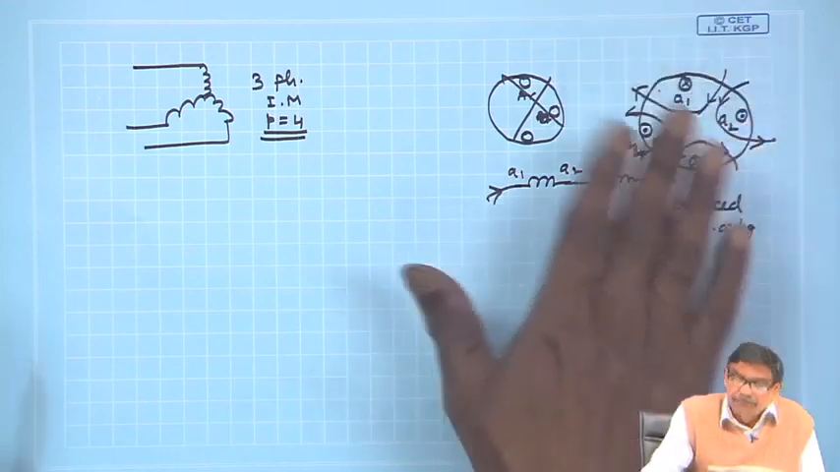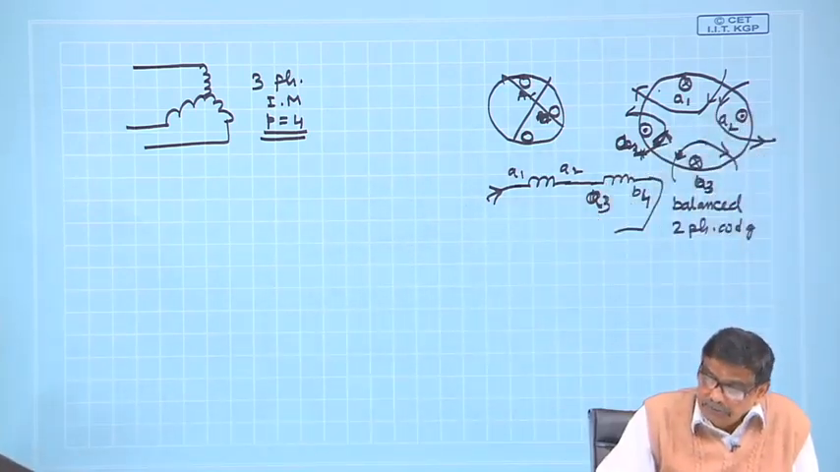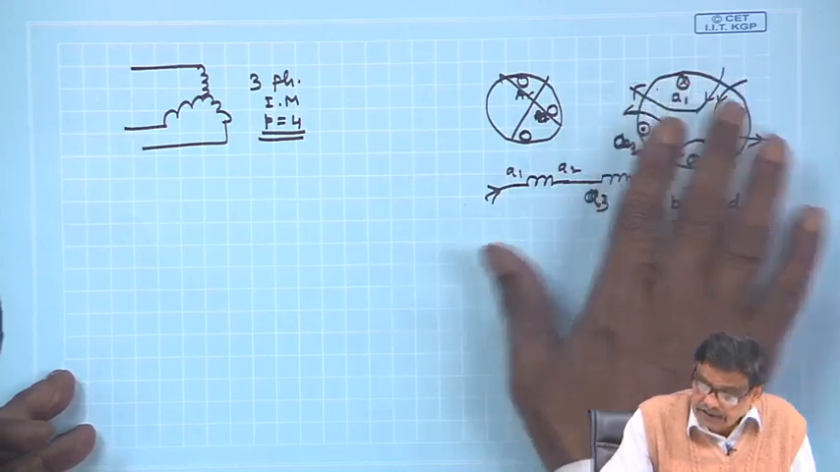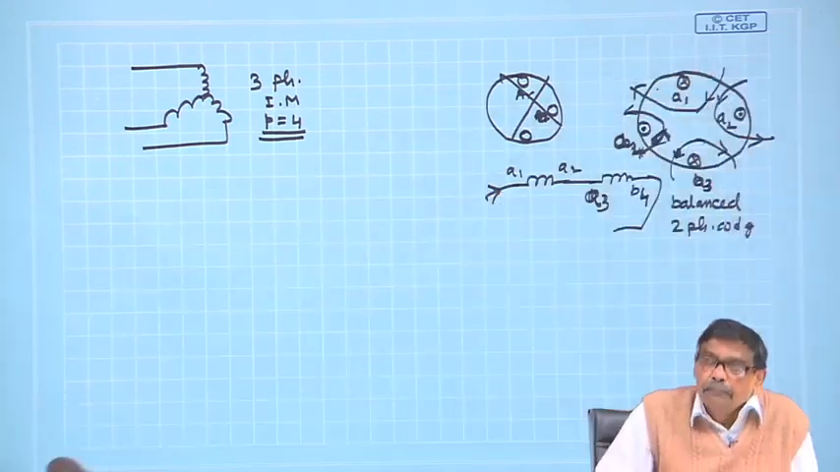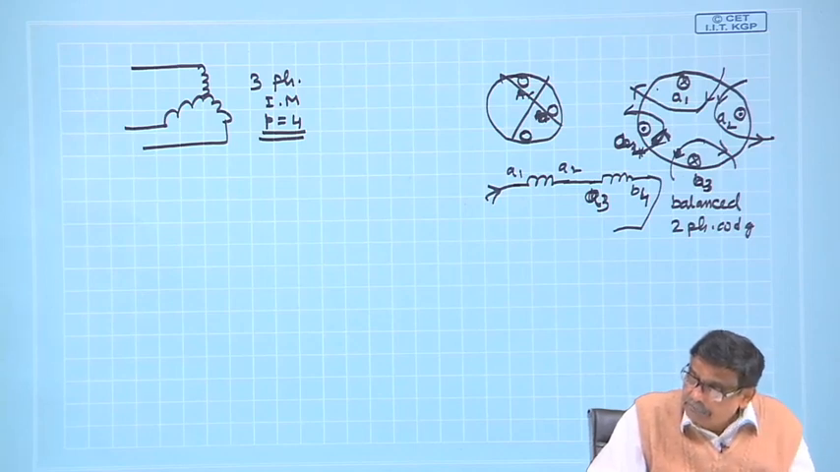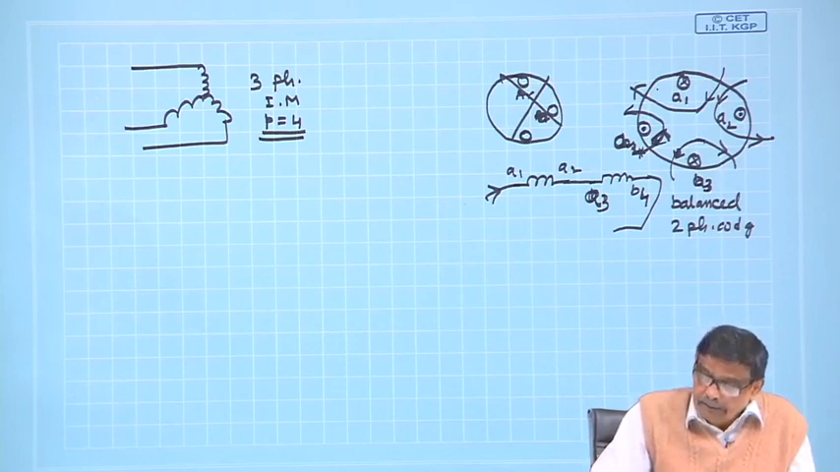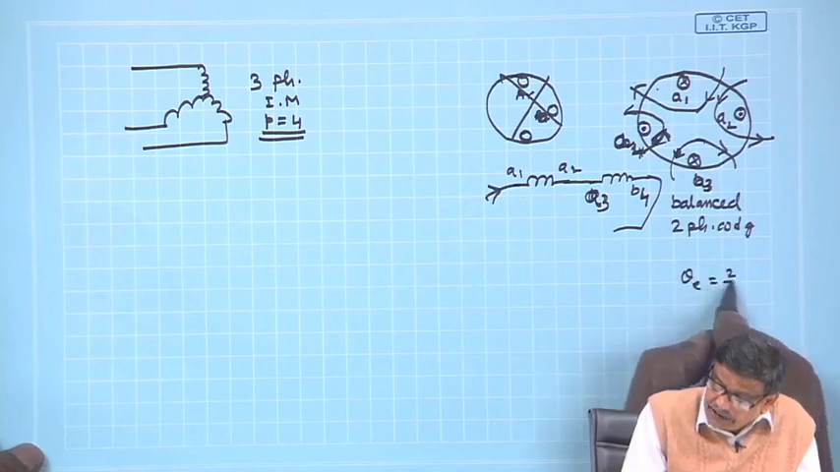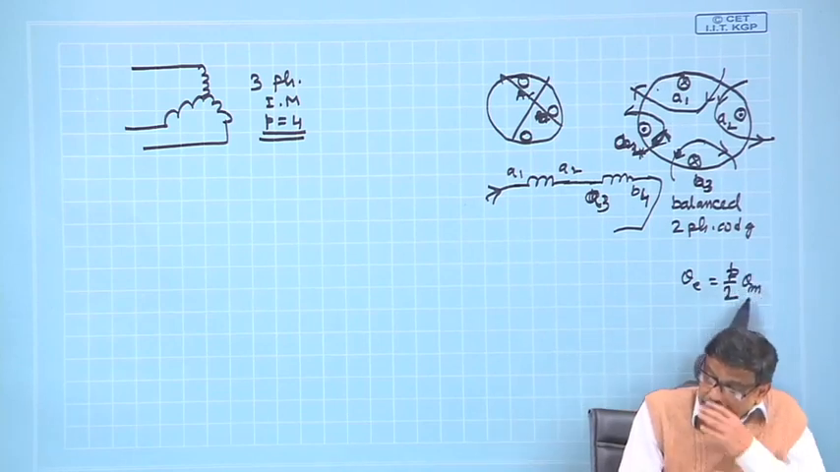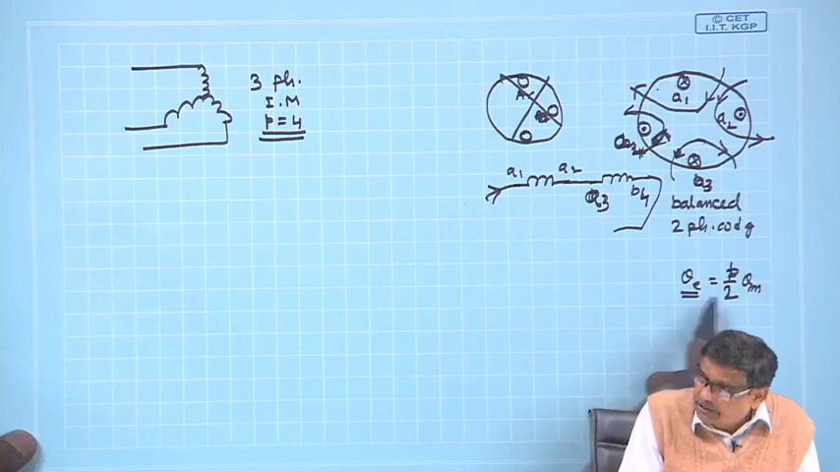Similarly, you have another 4 conductors. What is the balanced 2-phase winding? It will be marked as B1, B2, B3, B4. 2 coils will be necessary, and these 2 coils will be shifted from the A phase coil in space by 90° electrical, which means a mechanical angle of 45°. The electrical angle is P by 2 into theta mechanical. So, if theta electrical is 90°, theta mechanical will be 45°.